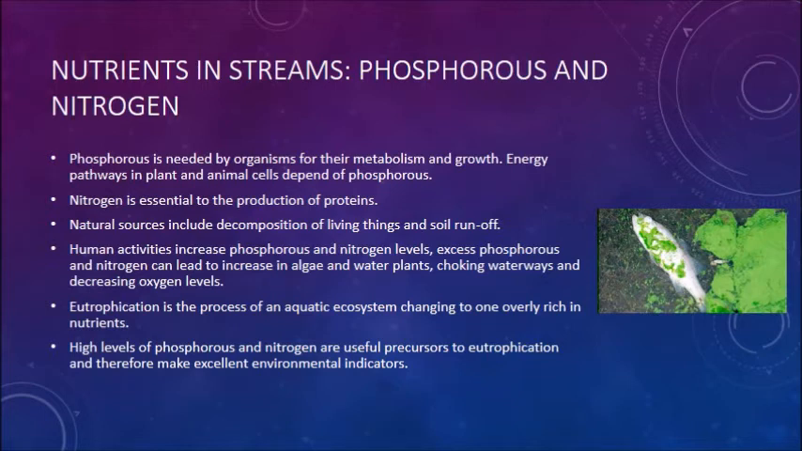cells do. Natural sources include decomposing living things and soil runoff, but really, especially in Australia, we don't have much phosphorus and nitrogen is very limited. So that's why fertilizers can have a big impact on Australian ecosystems. Our human activities increase both of these things, and this can lead to algae and water plants choking the waterways.